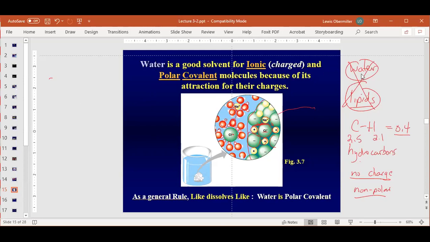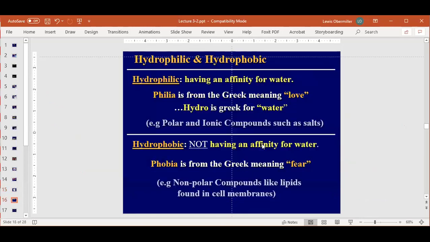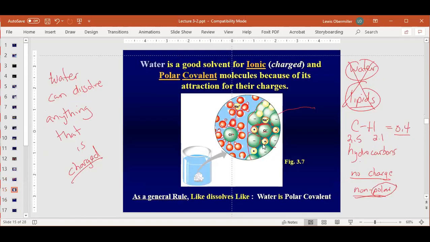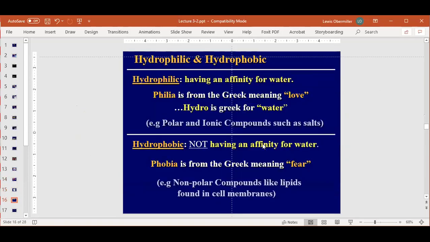I lost my train of thought here, but the important thing I was going to tell you is that water can dissolve anything that is charged. So any molecule that has a charge, water can dissolve it. If it doesn't have a charge, water cannot dissolve it. So water can only dissolve polar molecules. It cannot dissolve non-polar molecules. All right, any questions about that? No. Awesome.